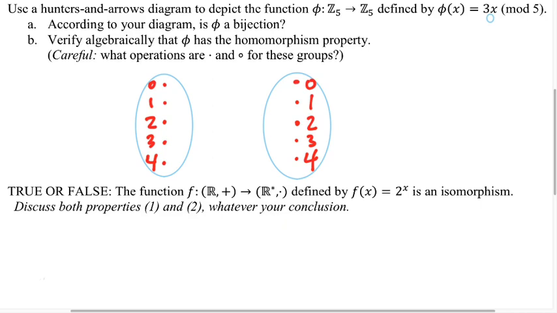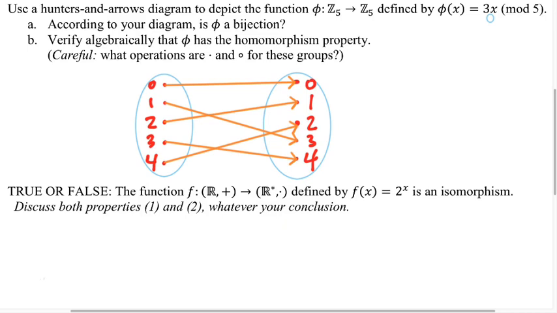Great. Of course, having a Hunters and arrows diagram, like having a Cayley table for a group, is not something we're always going to expect to have. But when we can have one, it really helps make things easier. 2 goes to 1. 3 goes to 4. And 4 goes to 2.